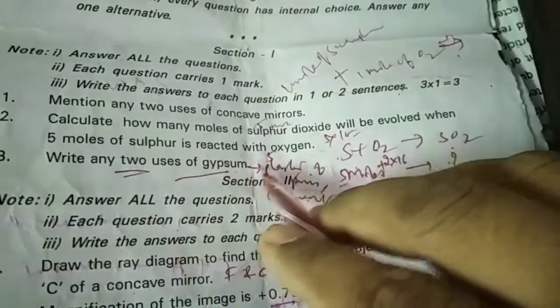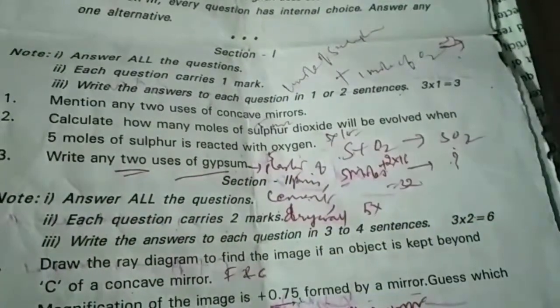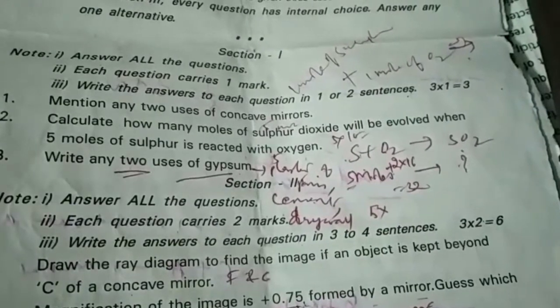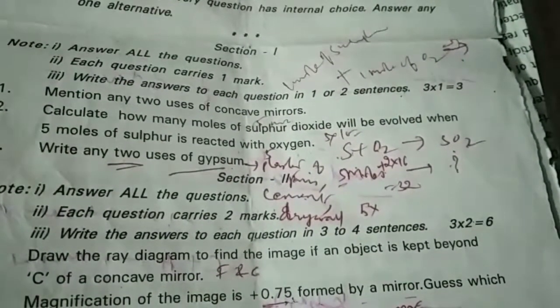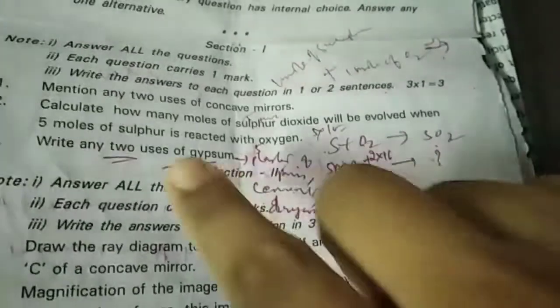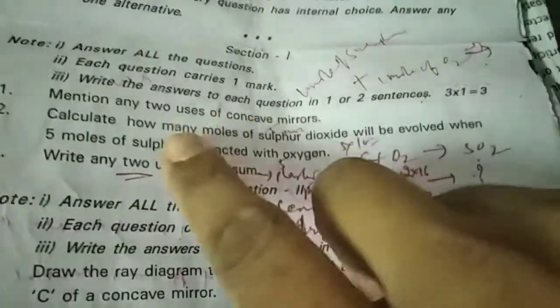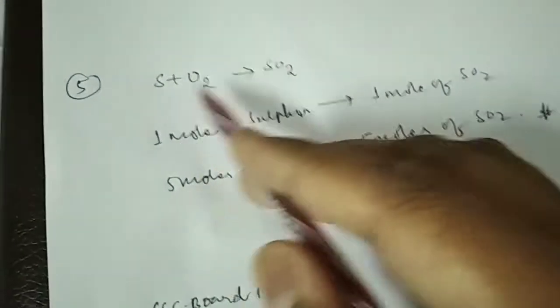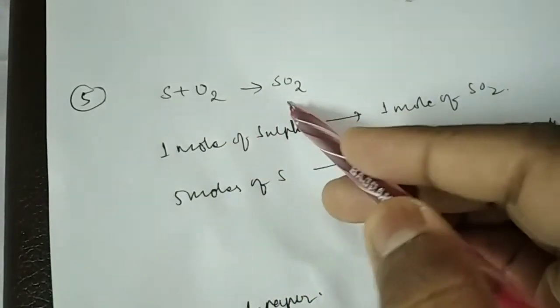Calculate how many moles of sulfur dioxide will be evolved when 5 moles of sulfur is reacted with oxygen. There can be two types of questions asked in your examination paper, either by the moles concept or in the form of grams. So here 5 moles of sulfur is reacted with oxygen. How many moles of sulfur dioxide will be evolved here? See here, all of you, S plus O2, sulfur plus oxygen reacts to give sulfur dioxide.